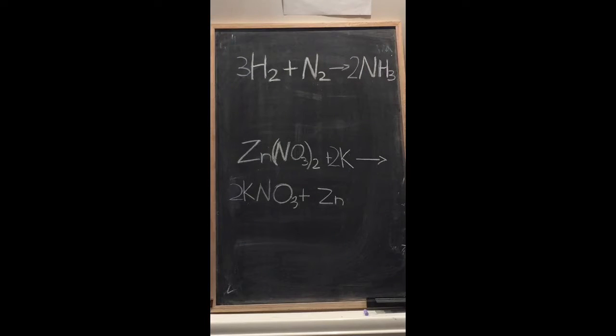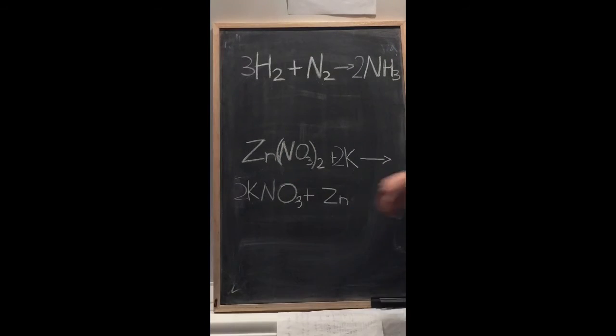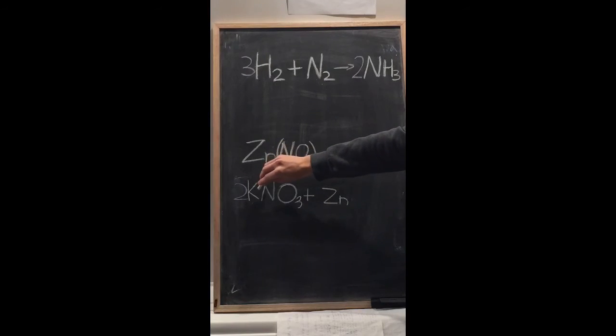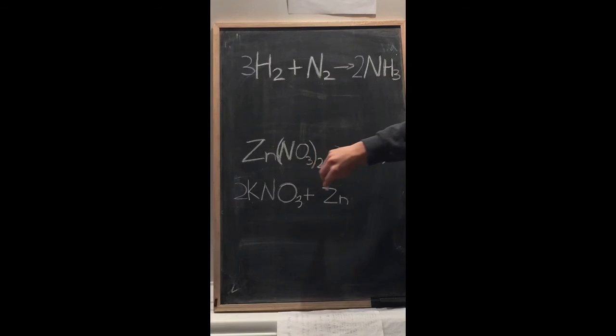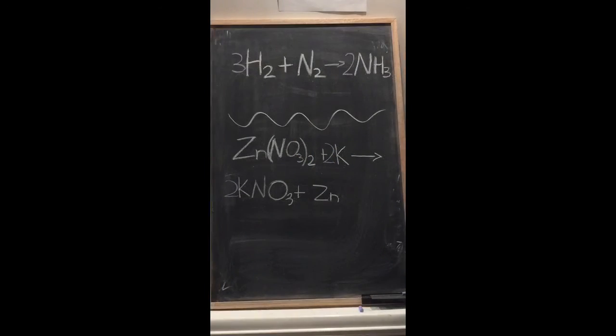Double displacement is when two parts of two compounds switch places. Single displacement, shown here, is when a single element replaces another in a compound. Zinc gets replaced with potassium, and potassium is replaced with zinc. So, you get potassium nitrate and zinc. A comparison is that each equation has at least one nitrogen.